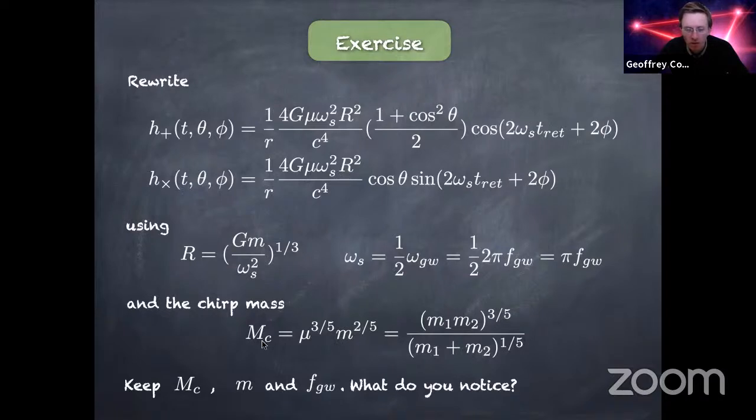Now, if you use these quantities, you keep only the frequency of the gravitational wave. So you remove all the omegas in this expression, and you remove all the r's, and you keep just the total mass, the chirp mass, and the frequency of the gravitational waves in this expression. Could you just do it for the first term to see what you get? It just takes a minute.